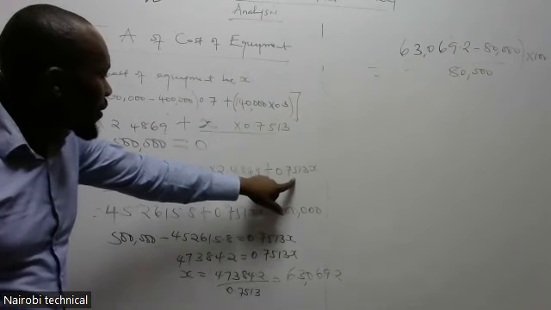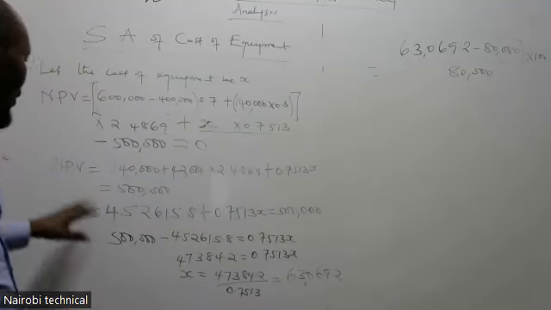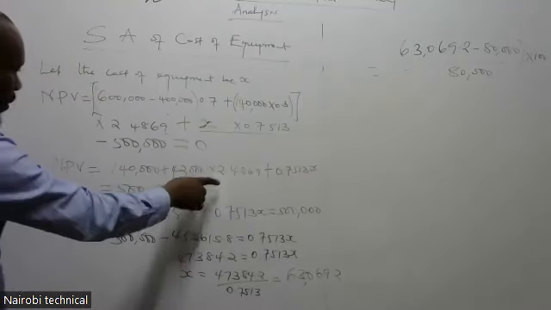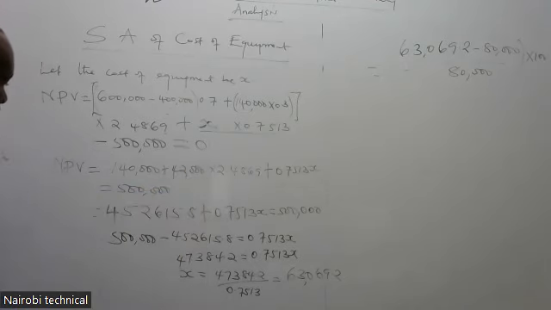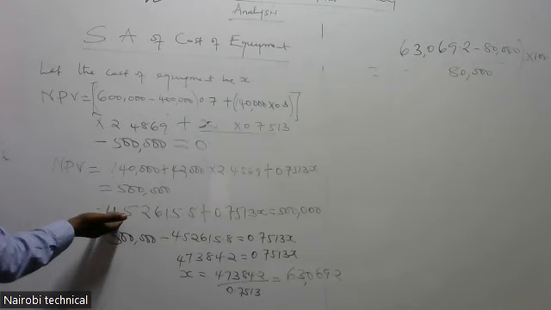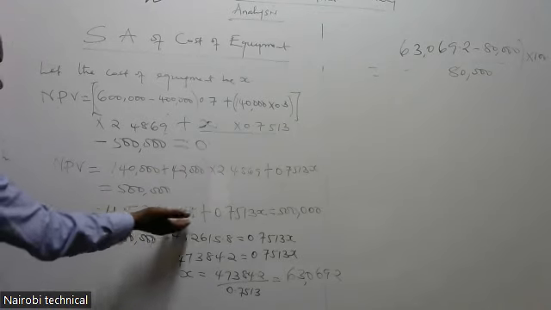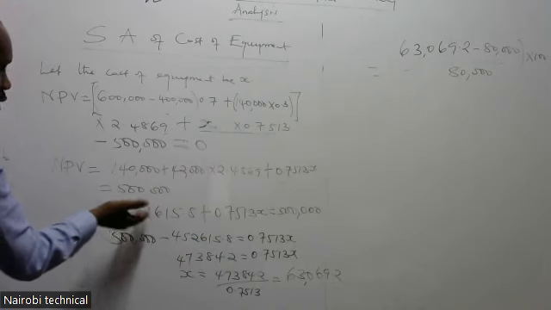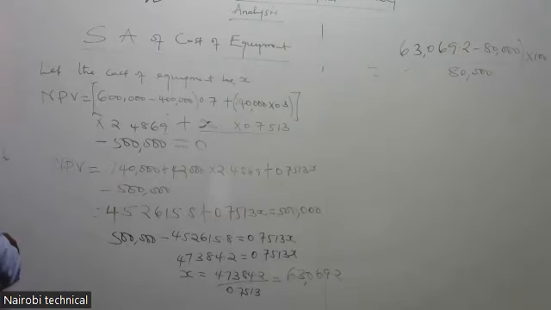Plus this one is 0.7513x. So this one you cannot work. So when you have 182,000 times this, that is when we are getting around some figure like this, 452,615. Now, because we have 500 here, which was negative, right?